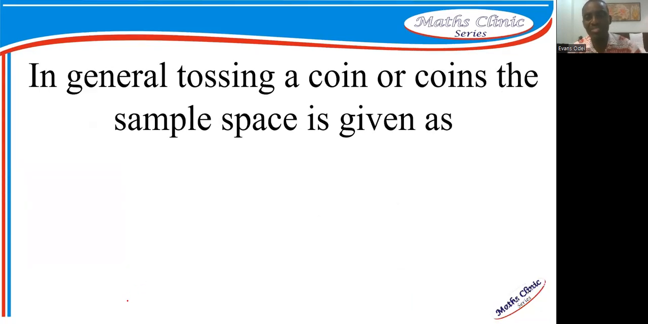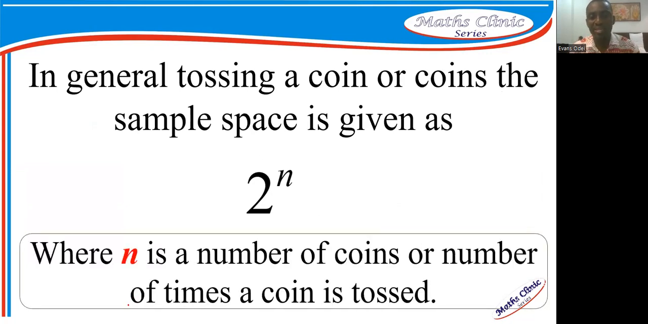And so in general terms, we can say that when tossing a coin or coins, the number of sample space is given as 2 to the power n. Very important to take note of this. You can note it in your notes: 2 to the power n. What it means is that n is the number of coins or the number of times a coin is tossed. So if you toss a coin 4 times, then you are going to have 2 to the power 4, and 2 to the power 4 will give you 16. That means the sample space will come out as 16 different possible ways of appearing.